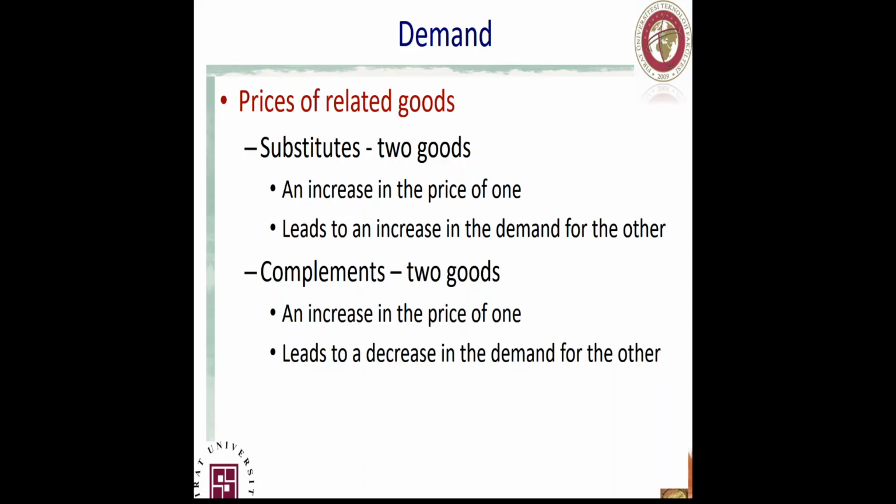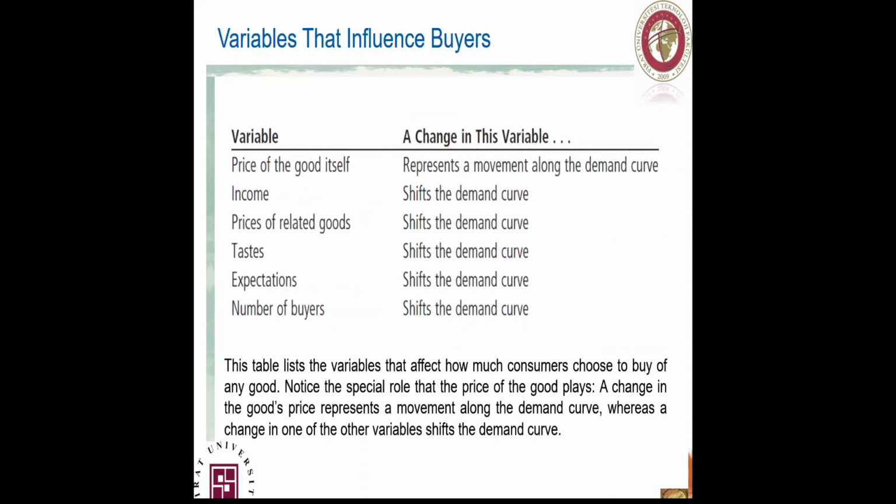This is normal because they are complements. Think about milk and coffee, or cream and coffee, for example. There are many other examples of complements, goods in our life that complement one another, and the increase in the price of one of them will cause a decrease or reduction in the consumption of the other. All right, so this is the summary. Actually, these are the variables that influence buyers.